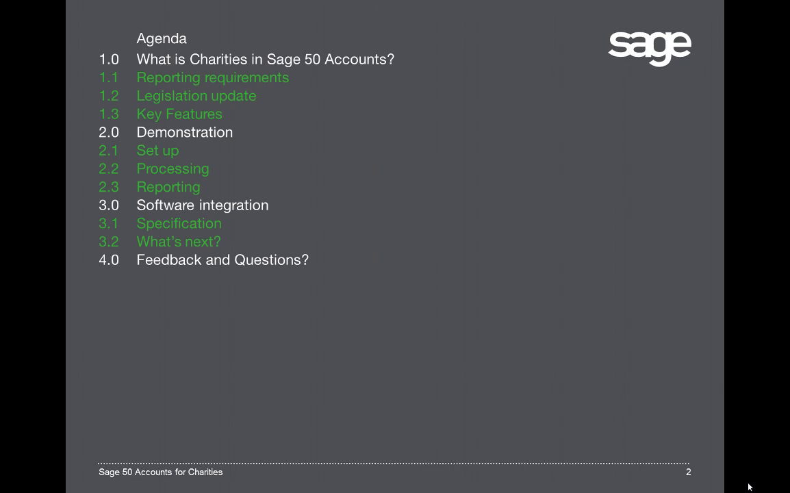The agenda for today's session is to look at what is Charities in Sage 50 accounts, to look at the reporting requirements, there's a legislation update, and then the key features of the software. We'll then jump into the demonstration part of today's presentation, where we'll open up the software and we'll look at setting up a charity, processing and reporting for a charity. Then we'll move on and look at how the software integrates with other Sage software, the specification, and then what to do after today's session. At the end, if you could just spare a few minutes of your time to give me some feedback, and then we'll have time for your questions.